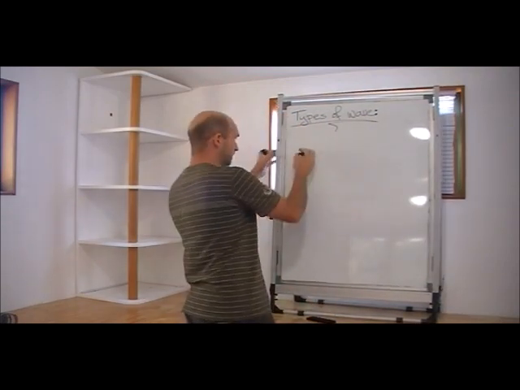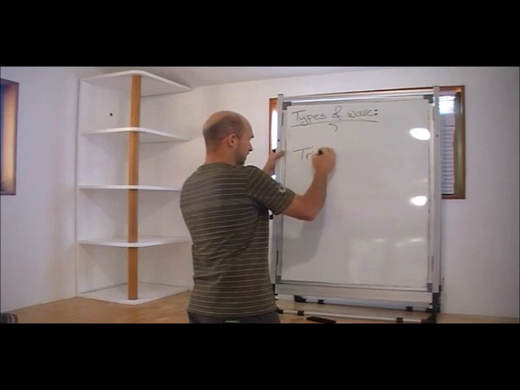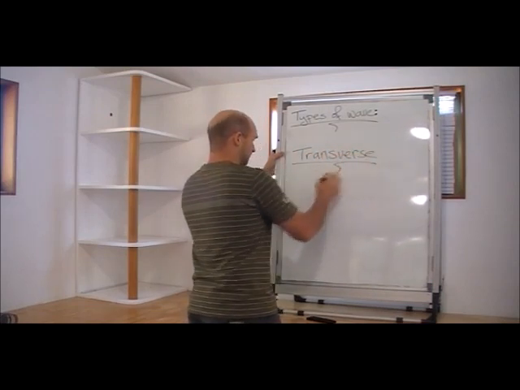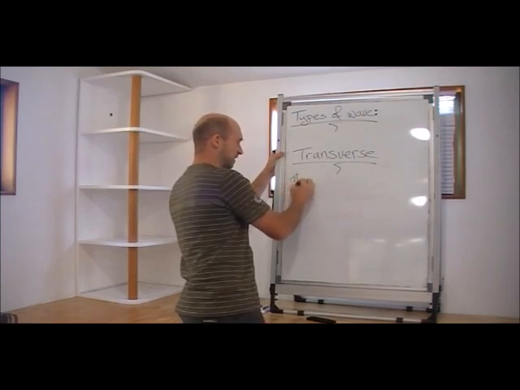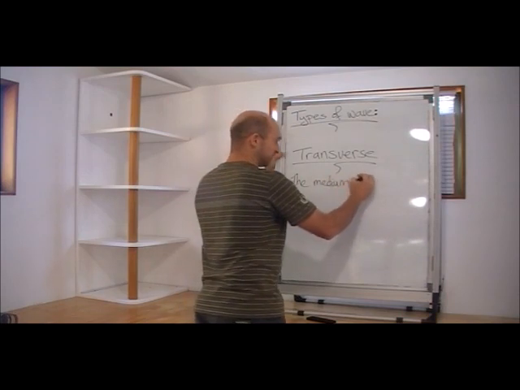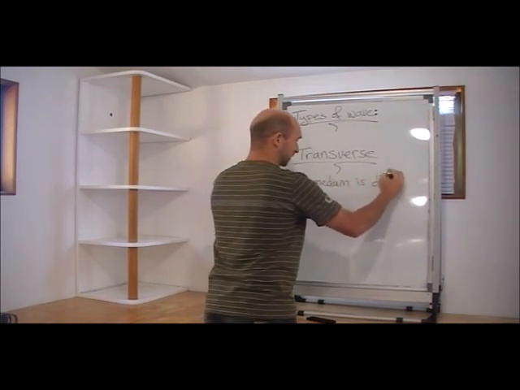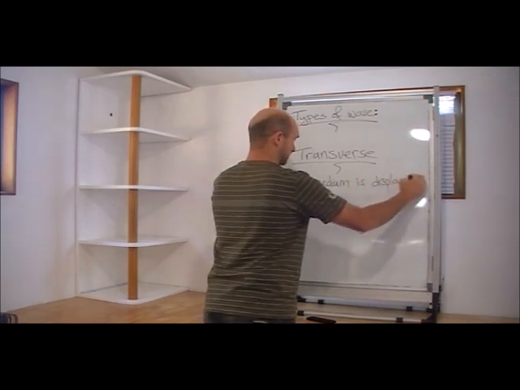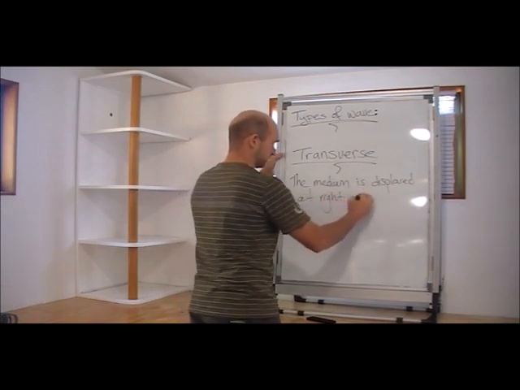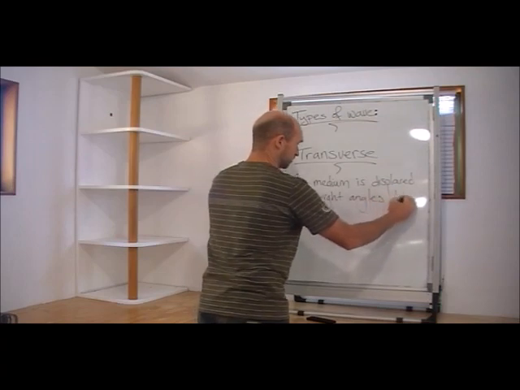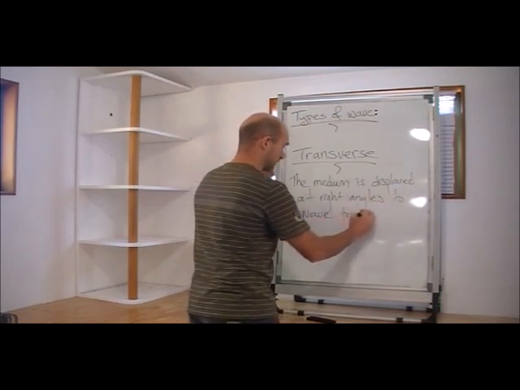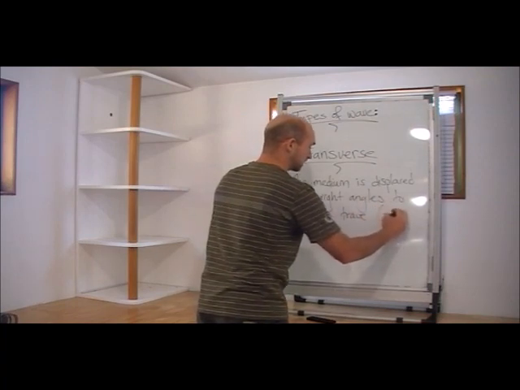The second one is transverse. That's when the medium, the thing that the wave's travelling through, is displaced at right angles to wave travel. What do we mean? Like perpendicular.